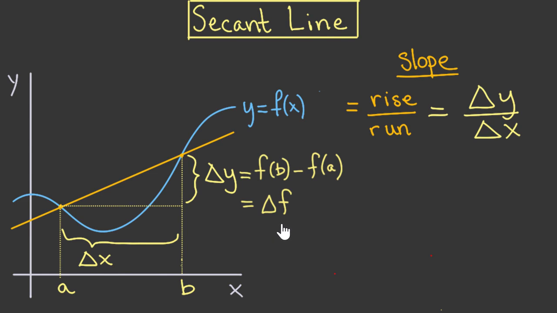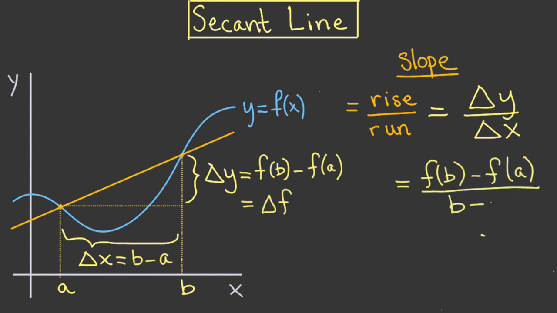Okay, now enough about delta f. Let's think about the run, delta x. What is this? Well, that's the change in this horizontal distance. That's just b minus a. So what is this slope? It is given by the ratio f of b minus f of a all over b minus a.